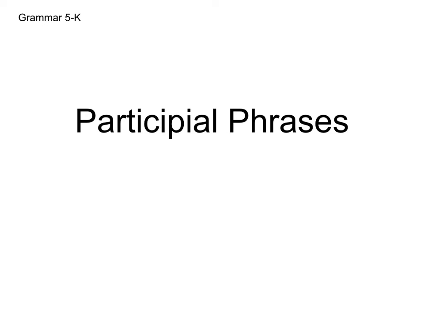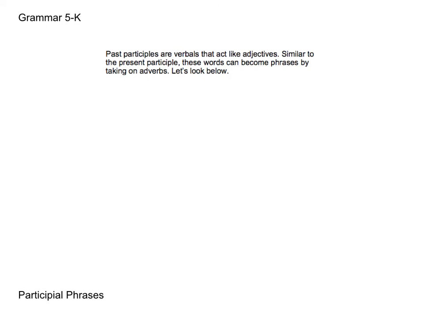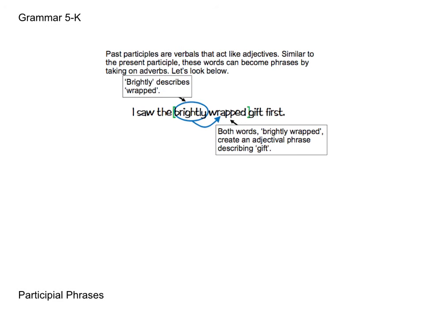Now let's jump into participial phrases. So we've already gone over some present participial phrases. Now we're going to reintroduce the past participles and include the present participles. So let's look at the example at the beginning of the book. We have, I saw the brightly wrapped gift first.